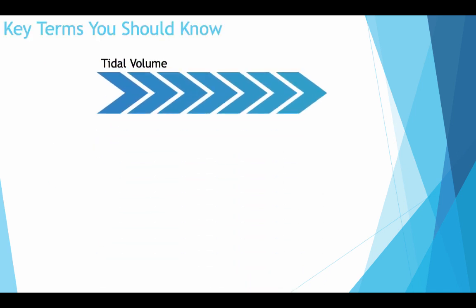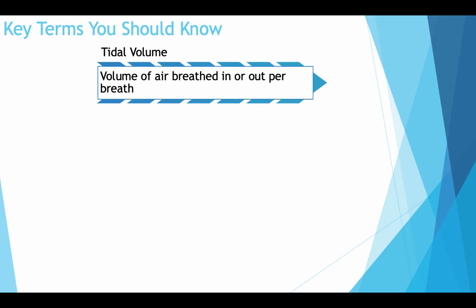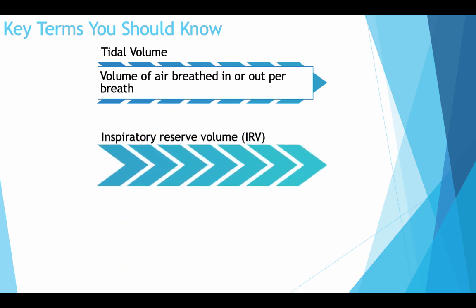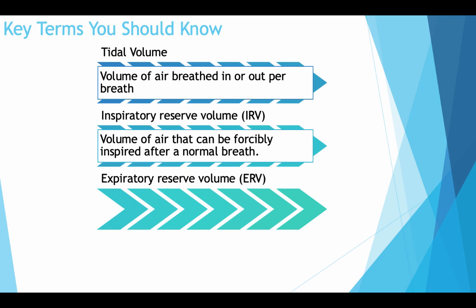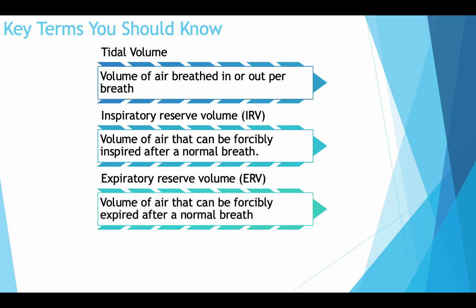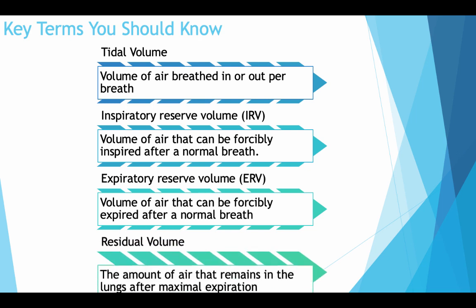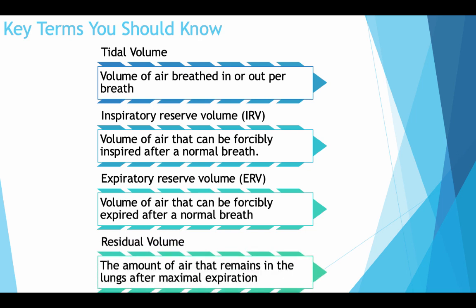Key terms you should know. Tidal volume: volume of air breathed in or out per breath. Inspiratory reserve volume: volume of air that can be forcibly inspired after a normal breath. Expiratory reserve volume: volume of air that can be forcibly expired after a normal breath. And residual volume: the amount of air that remains in the lungs after maximum expiration.